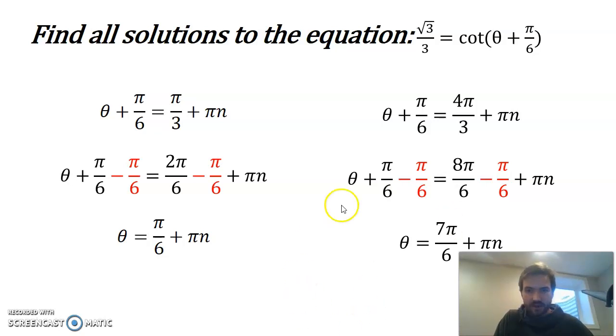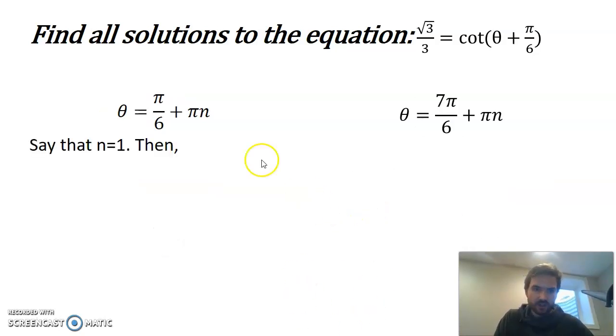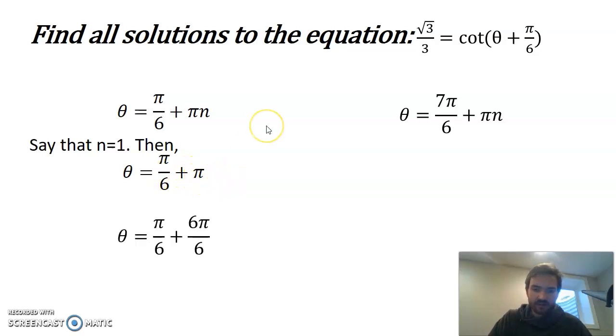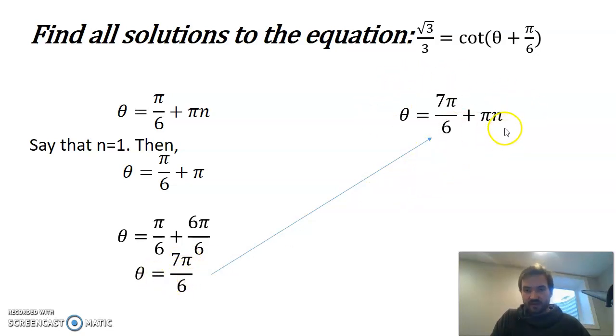So just thinking about our two equations, let's say that n equals 1, and we're looking at this right side of the equation. So n equals 1 for that, so we're going to have theta equals pi over 6 plus pi times 1, because n is equal to 1. And then to combine these two, I'm going to give this a denominator of 6, so that's going to become pi over 6 plus 6 pi over 6, and we add that together, and that gives us theta equals 7 pi over 6. But hey, that's pretty much the same as this equation, right?